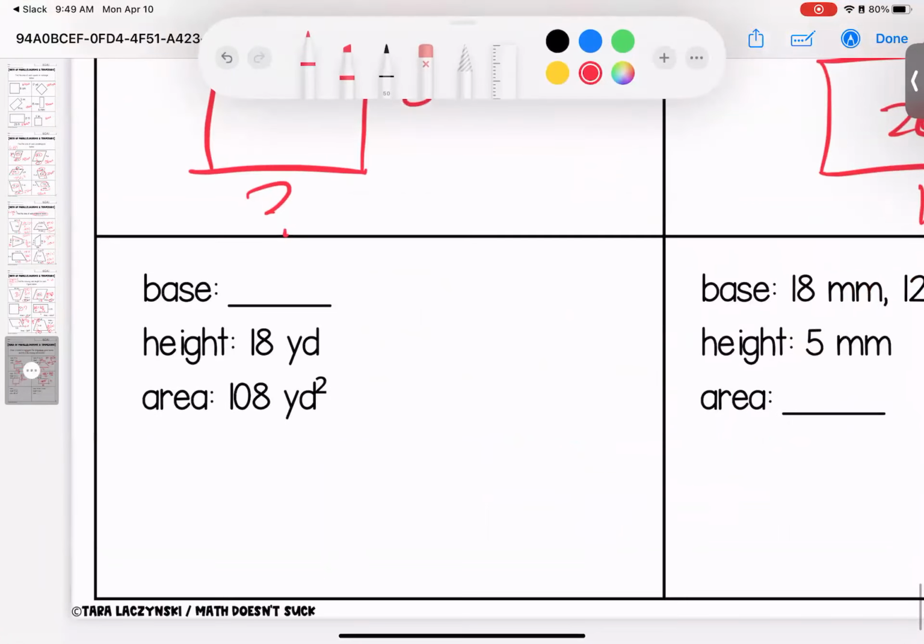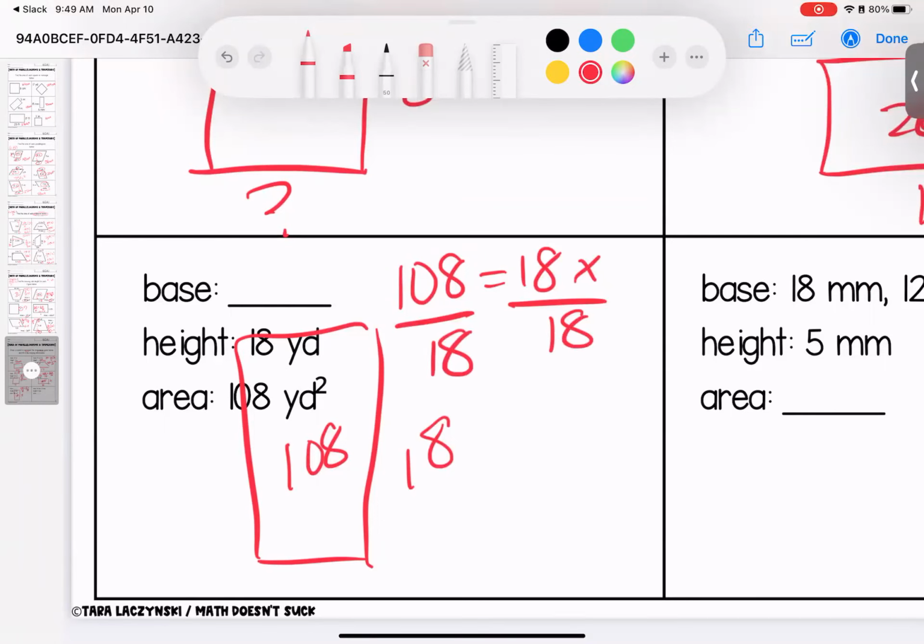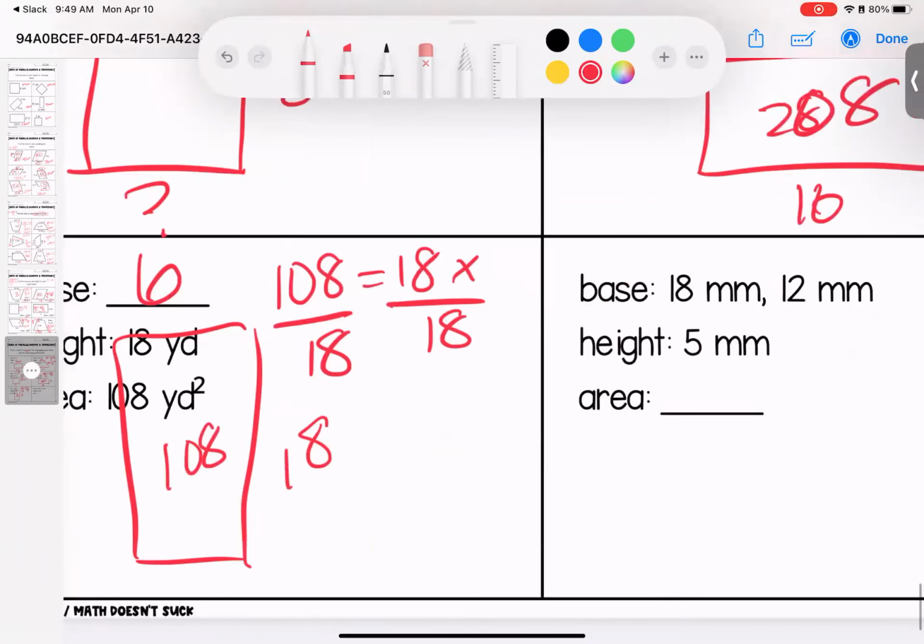Down here, I have a missing base, but I have a height of 18 and an overall yardage of 108 for the area. So 108 is equal to 18x. Divide both sides by 18, and I get a base of 6.